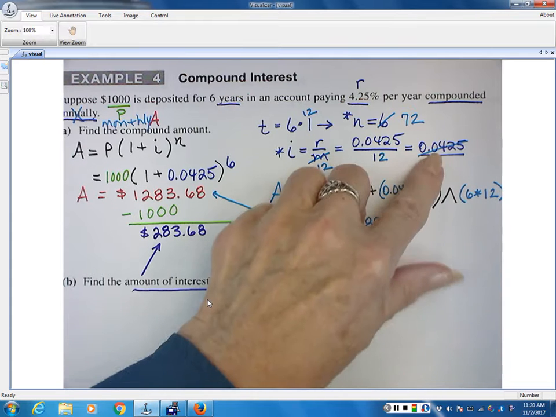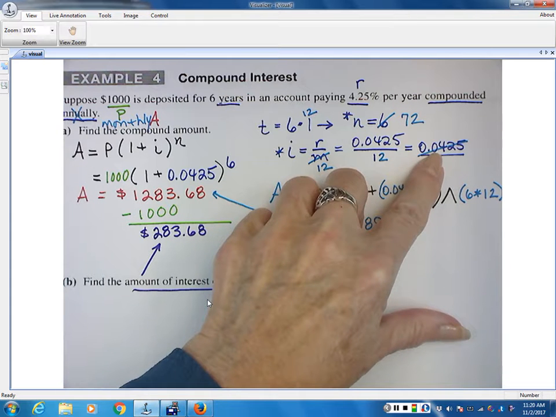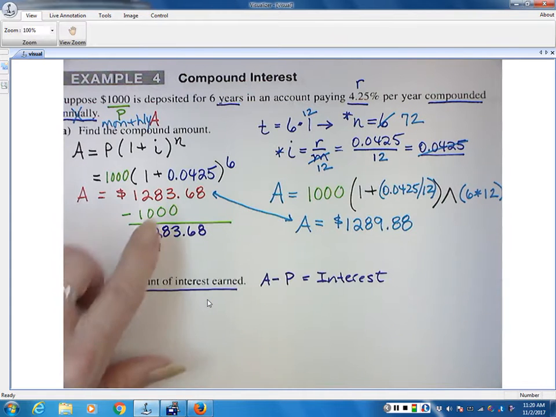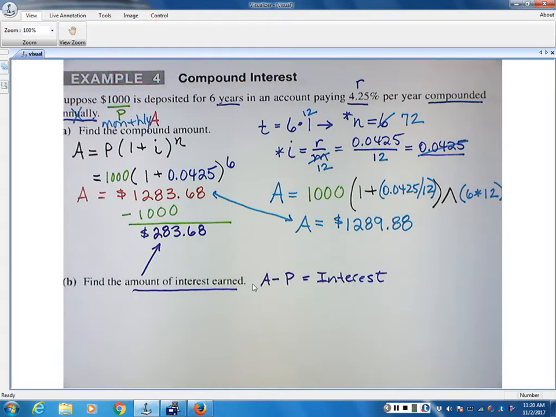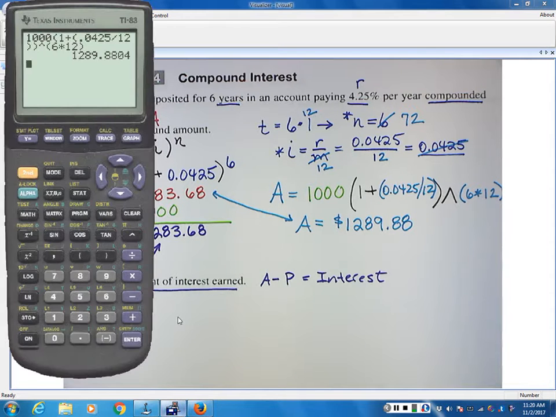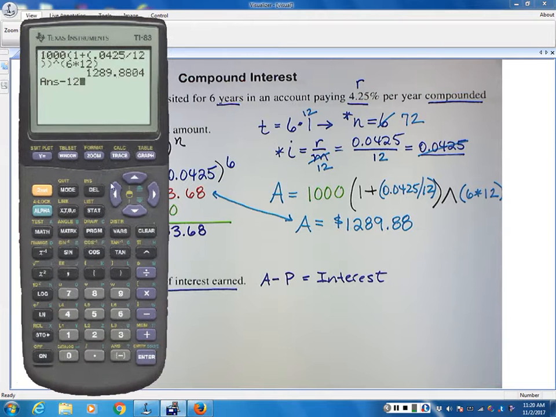Now the interest rate, if it was a different interest rate, it might be very, very different. But the point here is that this is more. Now how much more? Well, let's see. It's about like $6. Yeah, it's just about $6. So you got about $6.20 more in interest, okay, by compounding monthly.